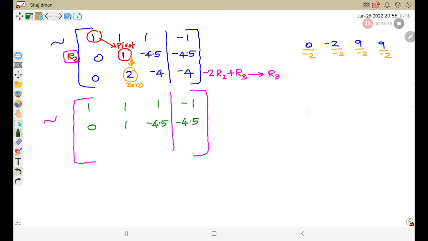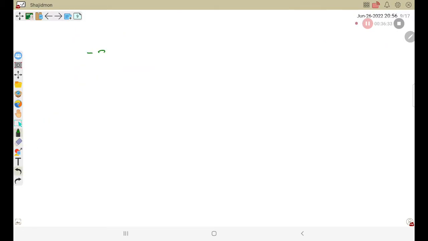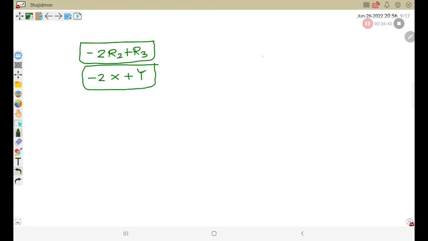As I told you, take your calculator, enter minus 2, R2 means X plus R3 means Y, like this. If you want, I will show the operation on the next page. Minus 2 R2 plus R3, this is the operation we need to do. So minus 2x plus y. You can type it in your calculator like this, where x means the second row and y means the third row.